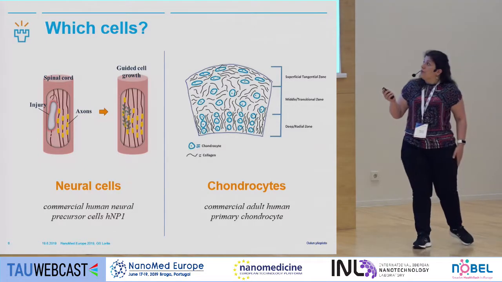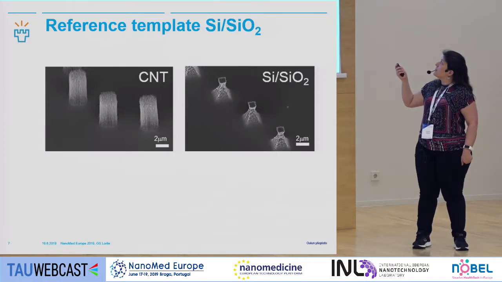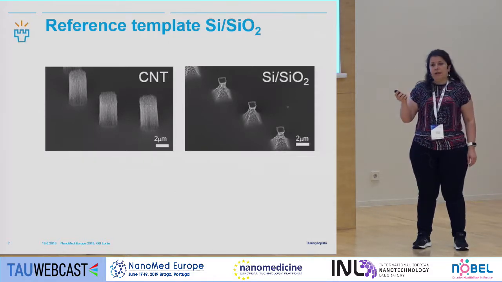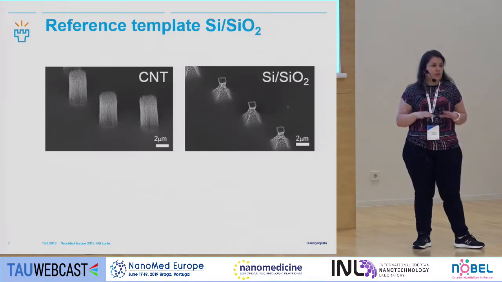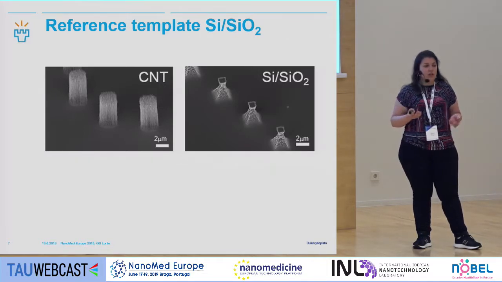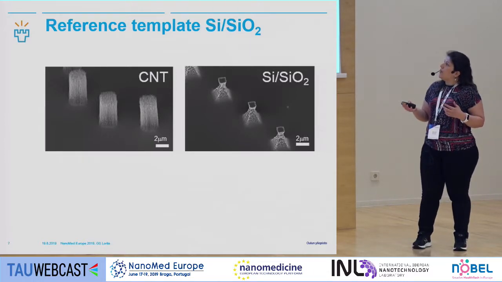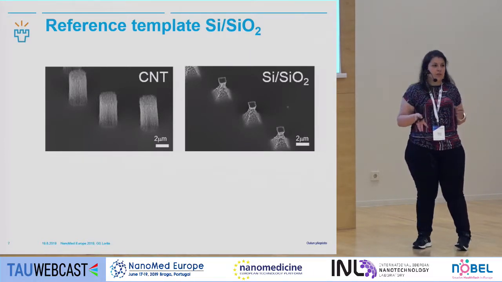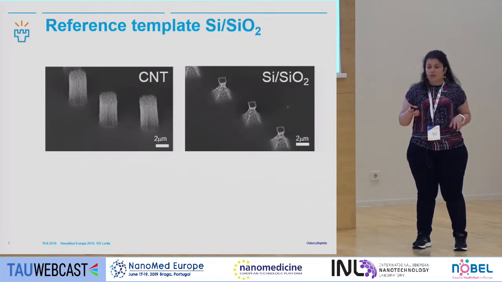In parallel to the carbon nanotube templates, we have also created some silicon oxide pillars by using etching. The reason is that it's very well known in the literature that if you change the topography of your substrate or your scaffold, you can manipulate how the cells grow. So we want to be sure that whatever we are seeing is because of the carbon nanotubes and not because of the topography that the pillars create in the microscale.